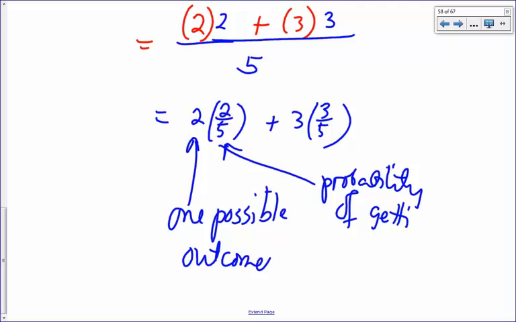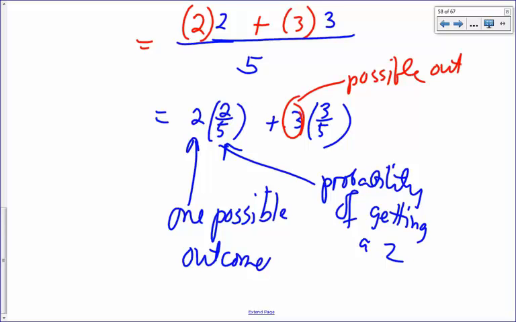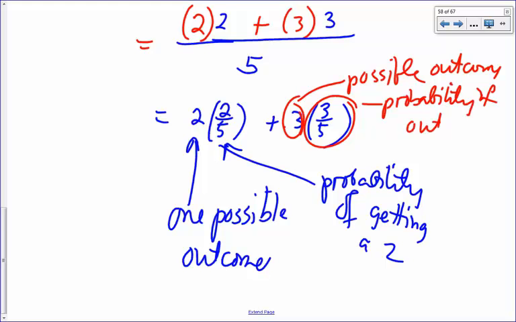So this is the probability of getting a 2. And this is a possible outcome: 3 is one of the possibilities, multiplied by the probability that I'm going to get a 3. So you add up each possible outcome multiplied by the probability of that outcome. That's how you get the average, right?